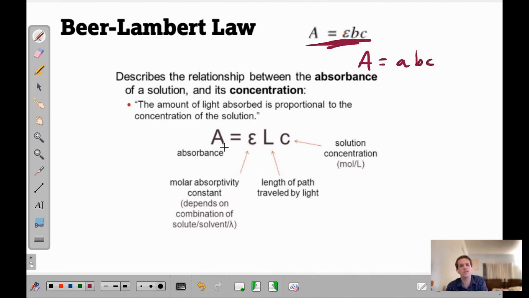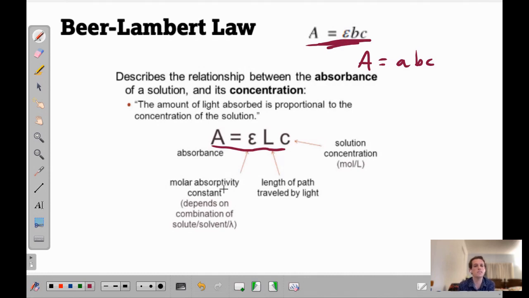And look, even this one that I found online is using A = εlc. Whatever form it is, it doesn't really matter. It just matters what they stand for. So A is a measure of the absorbance, which is how much light a solution is going to absorb. Okay, and it's based on the molar absorptivity constant, which is something unique to that specific material. So usually when we use Beer-Lambert law, we use a liquid that has some kind of color to it.